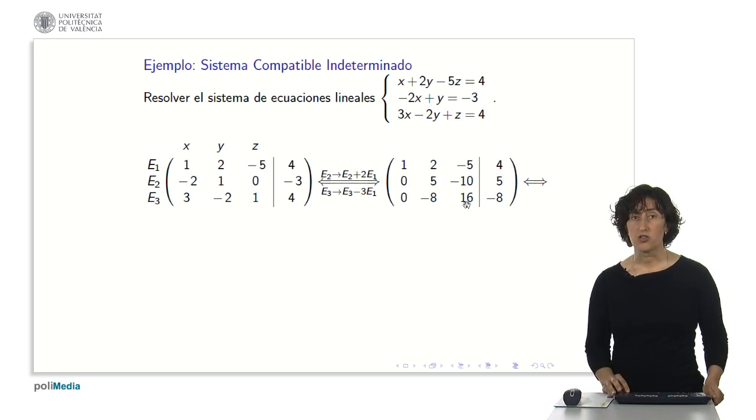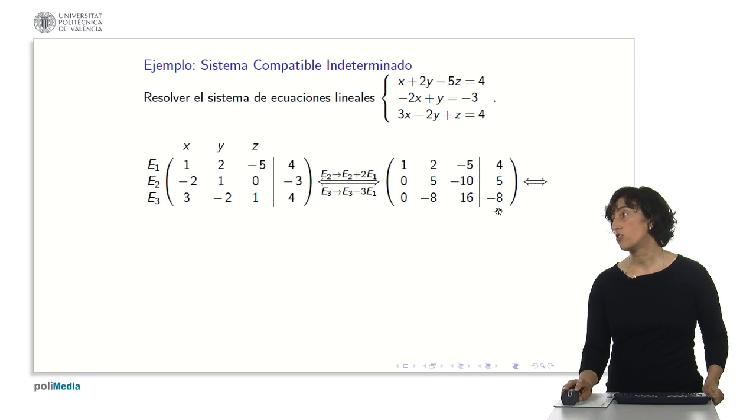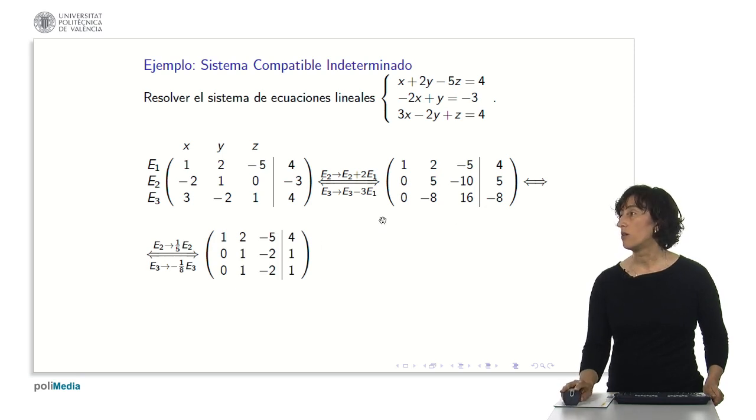Well, we are going to make a 0 in that minus 8, but before, given that 5 and minus 15 are all multiples of 5, and minus 8, 16, and minus 8 are all multiples of 8, we can simplify the equations in this way. I can divide the whole second equation by 5, which gives me 1, minus 2, and 1. And I can divide the whole third equation by 8, which gives me minus 8, and so I have 1, 1, minus 2 and 1.